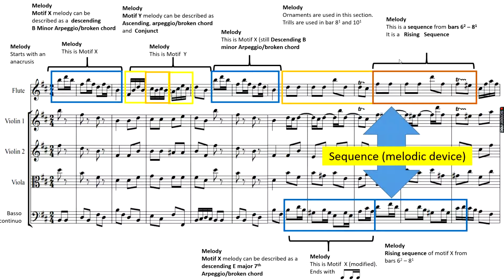What is also well known with the Baroque era is using ornamentation to decorate a melody. So Bach has used trills, which we can see in bar 8 beat 1 and bar 10 beat 1. And he's used the trills there, and also in the flute as well, in the violin 1 as well, and the flute.